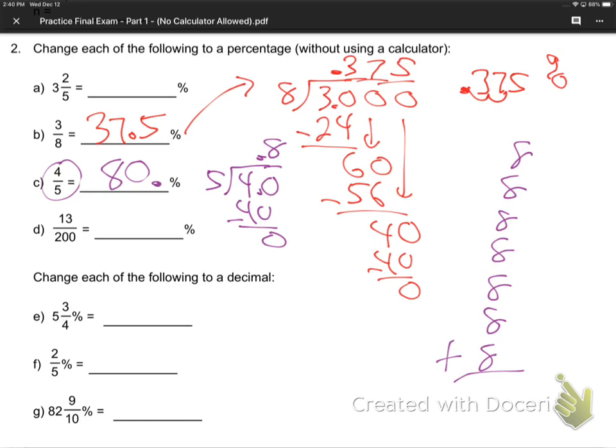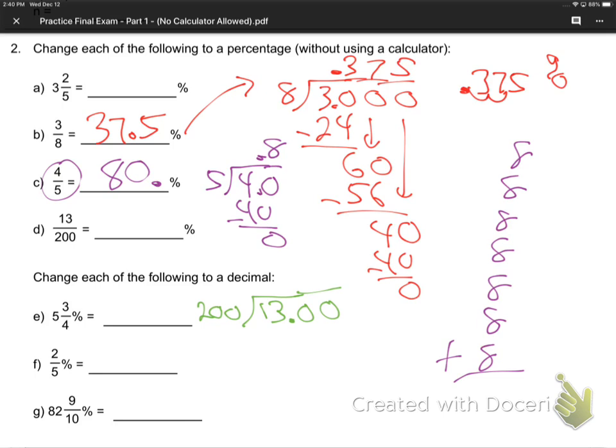How about D? Okay, and D, I'll do D down here. So the bottom into the top, 200 into 13, and it doesn't even go into 13.0. I'm going to have to add 2 zeros, huh? Because 200 doesn't go into 130, I have to add 2 zeros. So how many times does that go in? Like 6? And where am I going to put the 6?